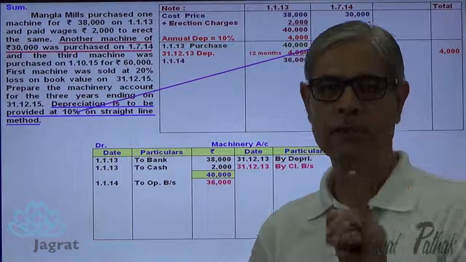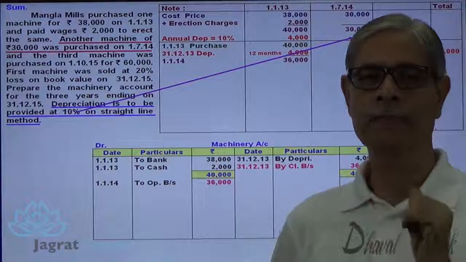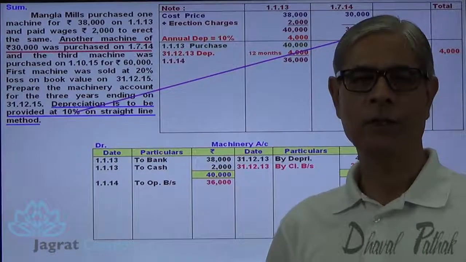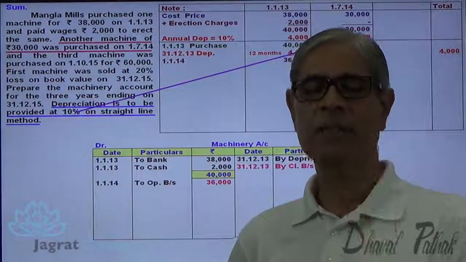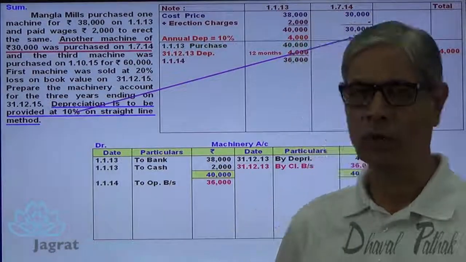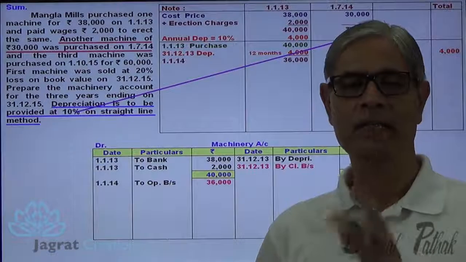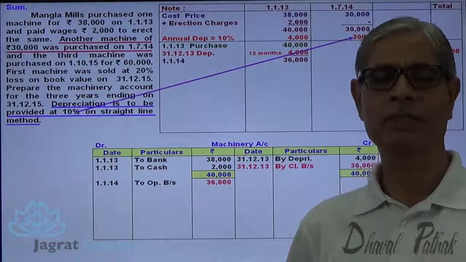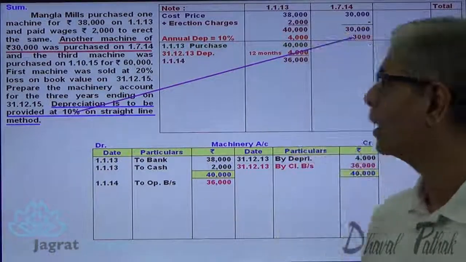This machine, new machine, is being used in 2014 only for 6 months, starting from July, August, September, October, November and December. So 6 months depreciation will be calculated in 2014. The annual depreciation is 3,000. So 12 months depreciation is 3,000. What is the depreciation for 6 months? 6 months depreciation will be 1,500.